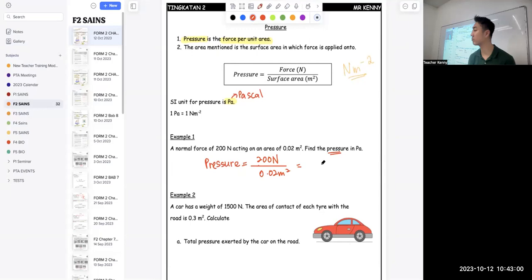How much? Calculator. Hey, don't waste time, faster, quick.